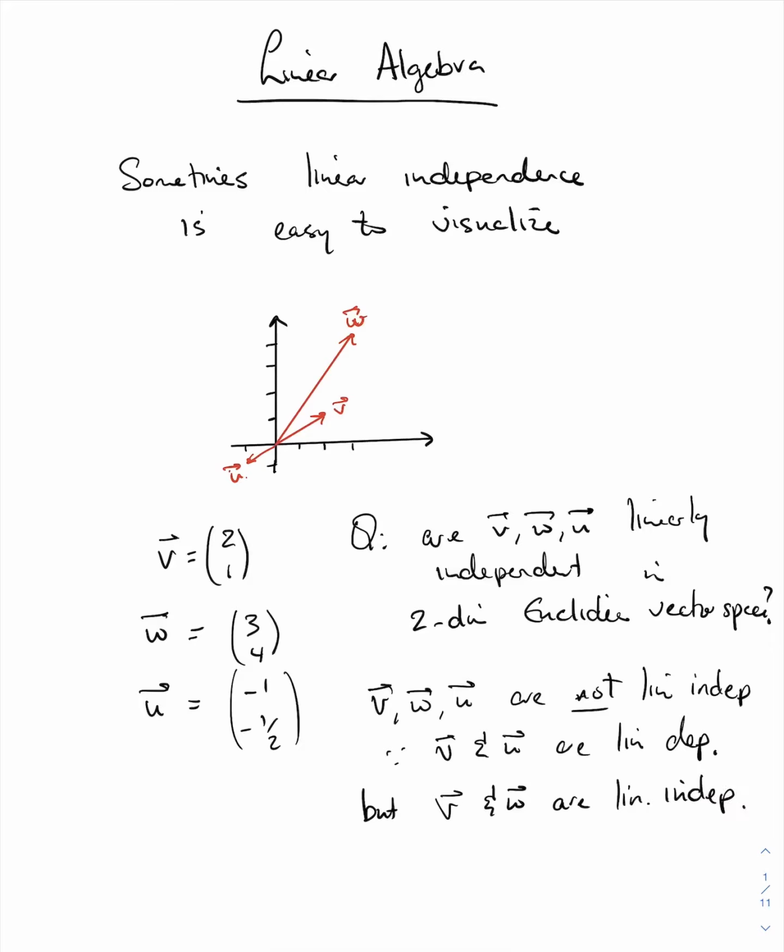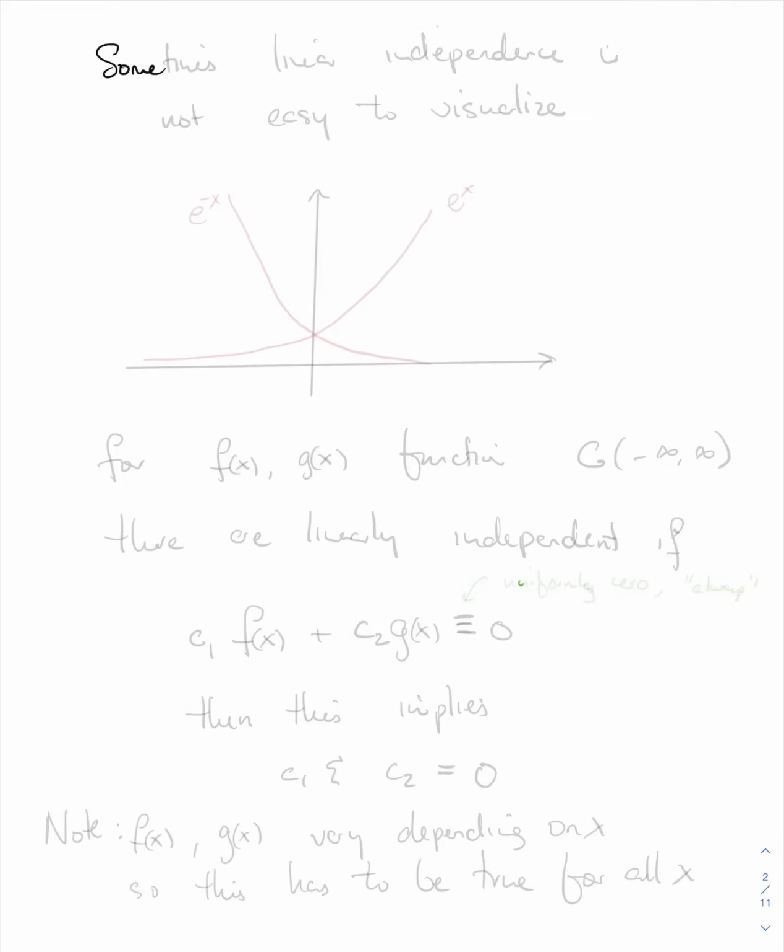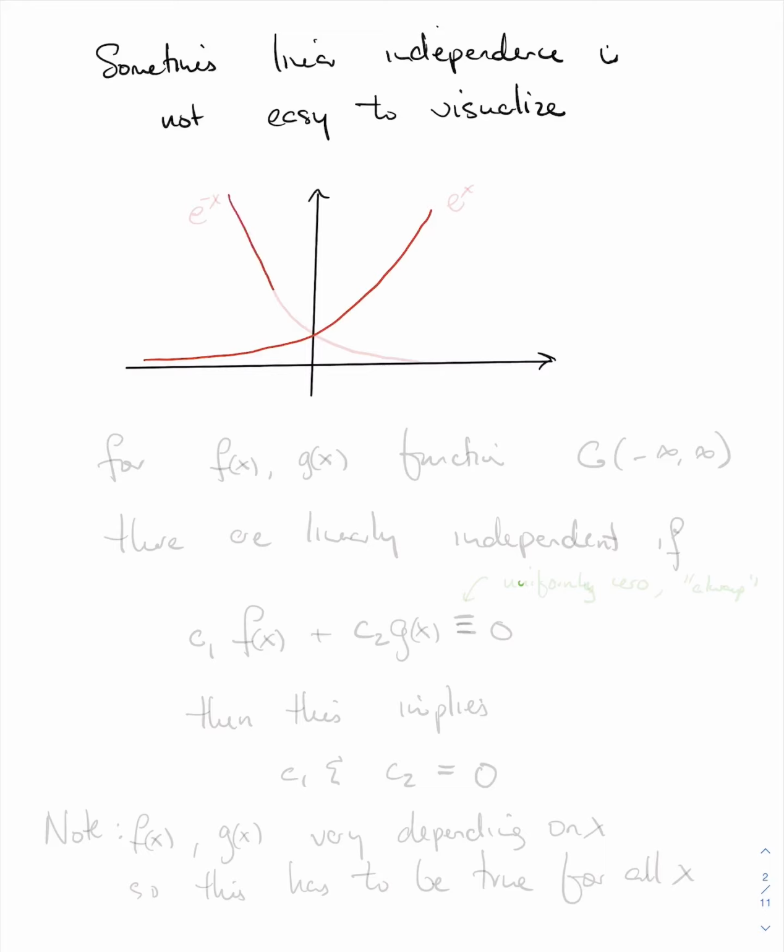This is very, very easy to visualize. Sometimes linear independence is not easy to visualize or to understand visually. So for example, if I set up my axes again, I can think about these two, definitely not to scale, but e to the x and e to the -x.